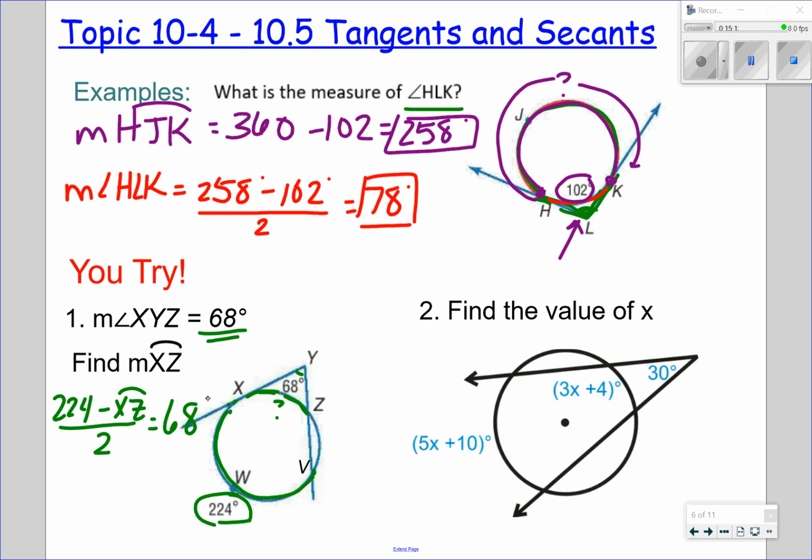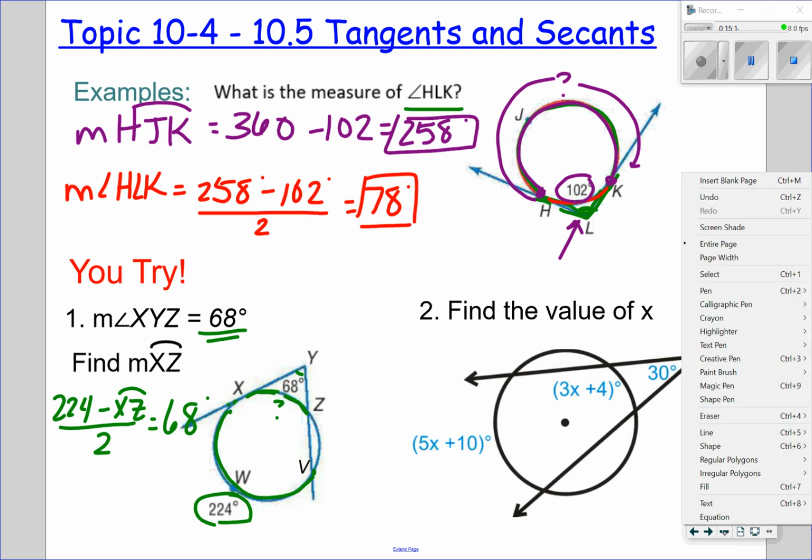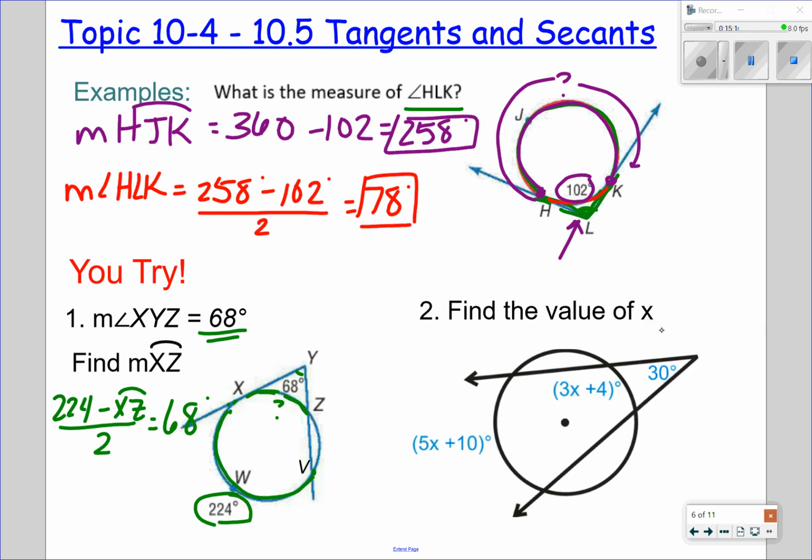We want to get rid of this divided by 2 by multiplying by 2. So if I multiply by 2 on both sides, my 2 is going to cancel on the left-hand side, and I'll have 224 minus arc XZ equals the product of 2 and 68, which gives you 136.